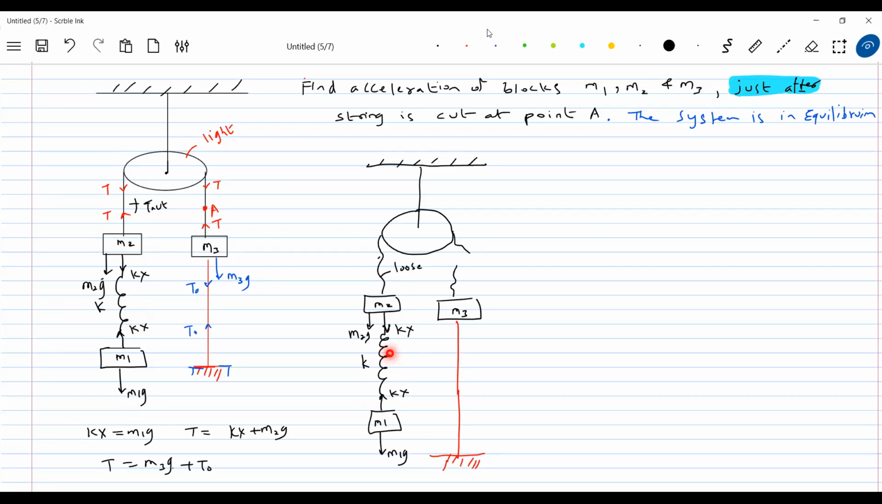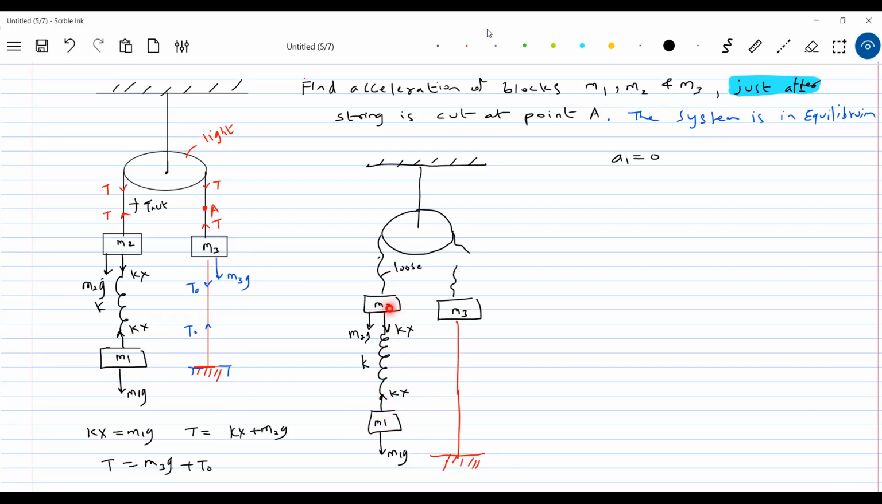If the ends of the spring do not undergo any displacement at that instant, there is no change in the spring force. The same spring force will act. So what was the earlier force acting on block M1? M1G and Kx. Now also Kx and M1G. So block M1 will be at rest. Able to interpret this? Really, the laws of motion is what we are trying to conclude here.